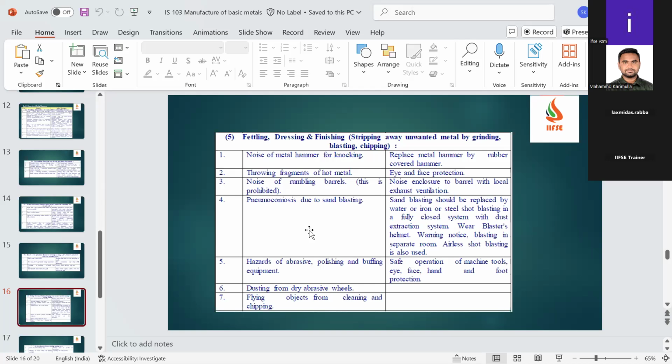Nowadays sandblasting is banned. Everybody is using steel shot blasting, that is enclosed blasting. Here also we should have a dust extraction system, because blasting is nothing but surface finishing. Here also we have a dust extraction system.